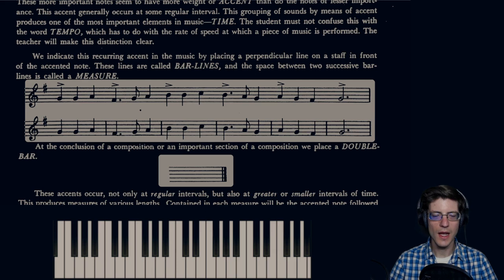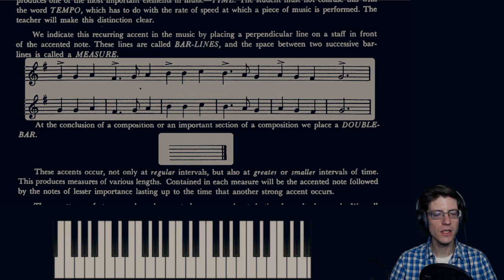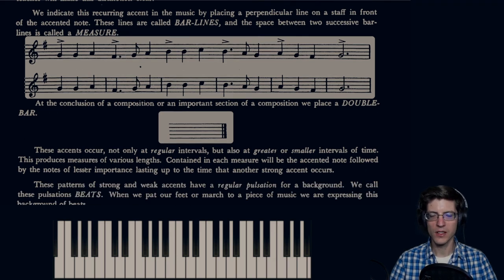And then in the second example below, not only do we have a bar line, this perpendicular line on the staff, but we also have these lines which are separating out different portions. Those are called measure lines. At the conclusion of a composition or an important section of a composition, we place a double bar. So you see a relatively thick bar on the right-hand side, preceded by a thinner bar on the left.